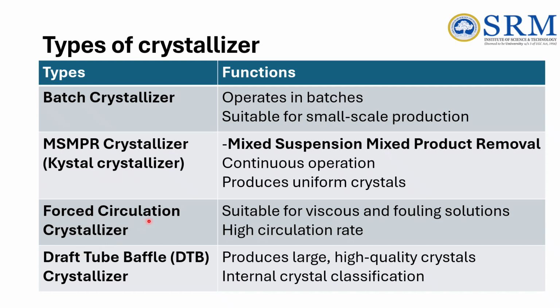The forced circulation crystallizer is used for highly viscous and fouling solutions because we have a pump to ensure the slurry is moving into the main body of the crystallizer, and we have a high circulation rate. The draft tube baffle crystallizer produces a large quantity of crystals and has internal crystal classification.